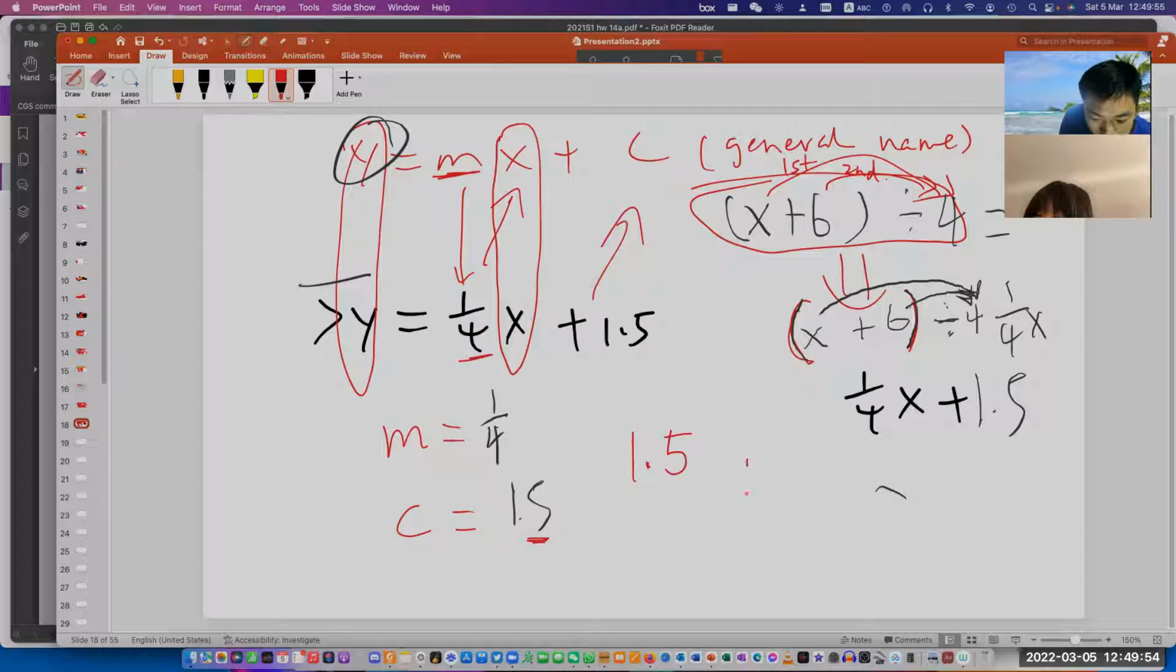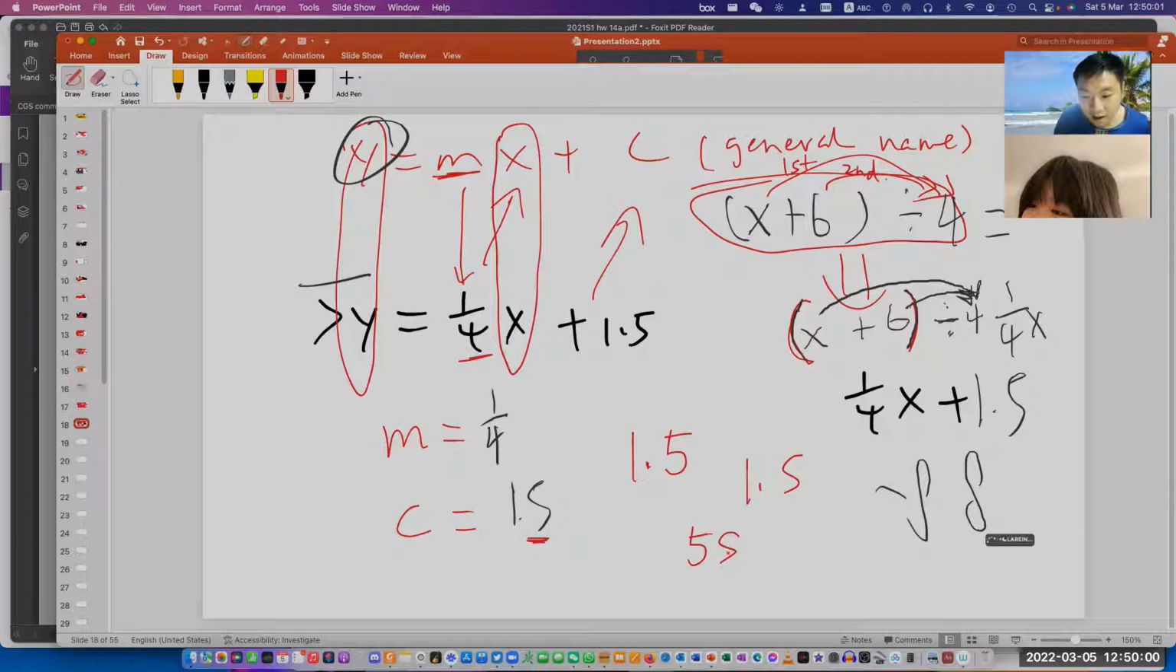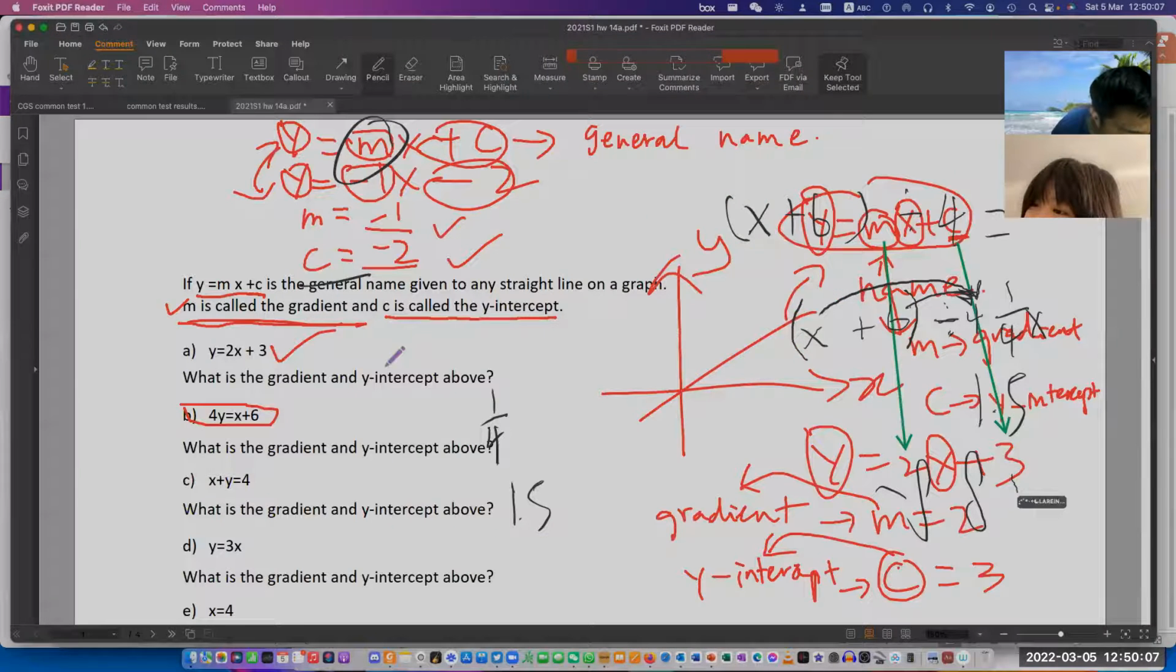You see your 5 looks like the S already. Okay, so don't make this mistake. Next time they give you 5, I wonder how you see. Okay, never mind. Next time when you make a mistake, I will just let you know again.